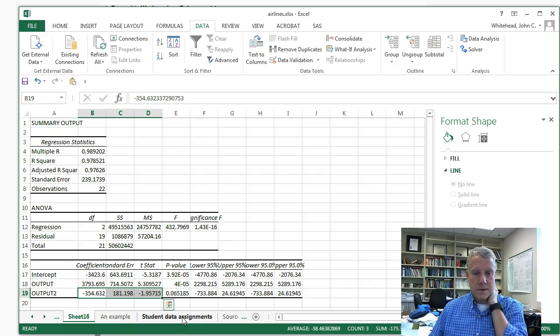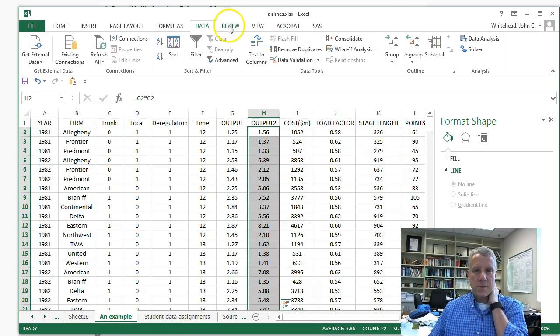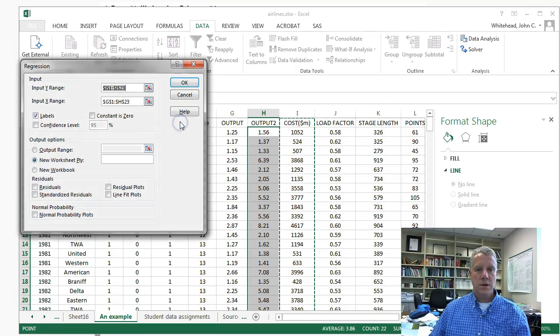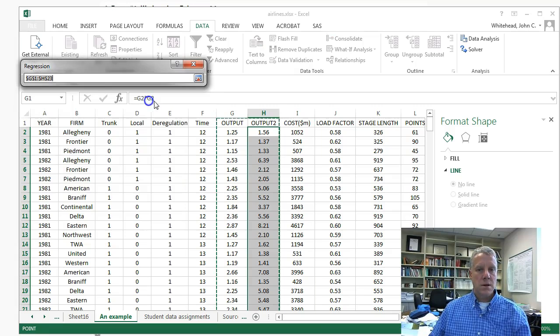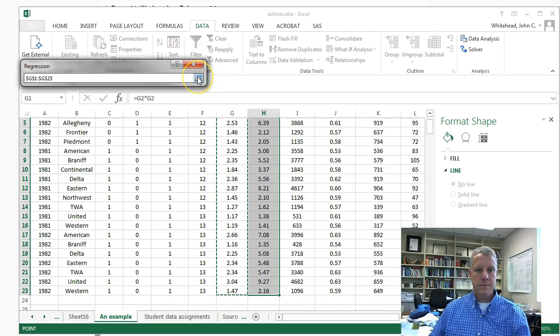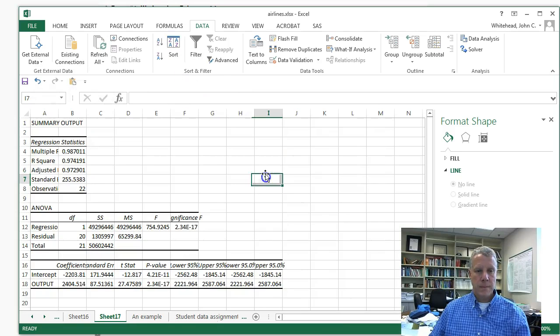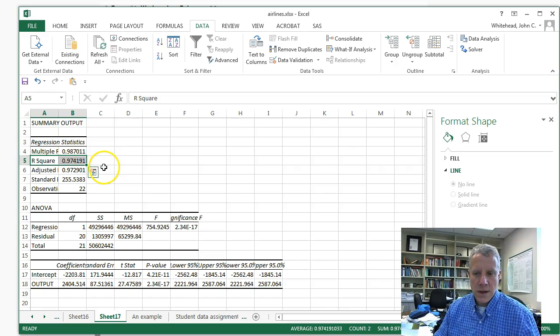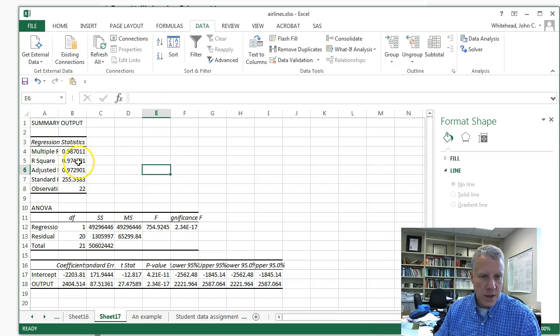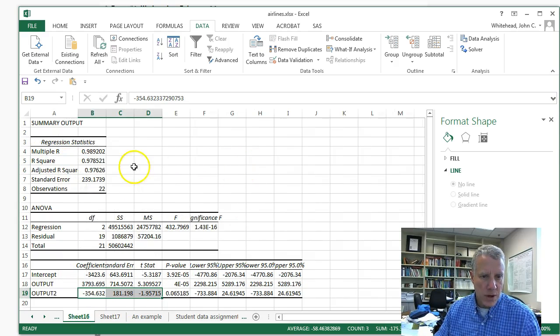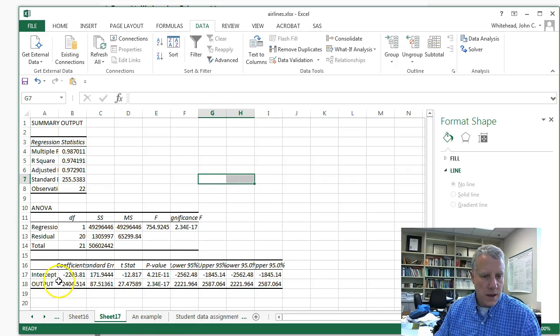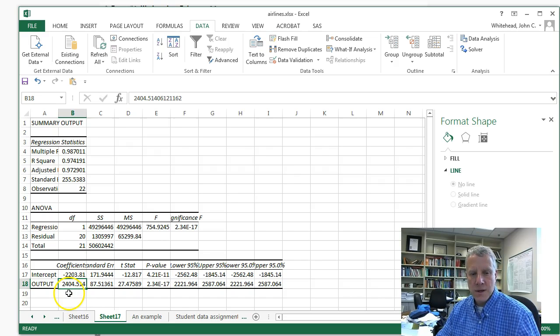So let's go back to the data. Data analysis, regression, and I'm going to get rid of my squared term. So here's a linear cost equation. The R squared is about the same. So we're still explaining as much of the cost as we did with the quadratic term included. R squared here is 0.974. With the quadratic, it's 0.978. So not much difference there. So we're not losing much by not including that variable. And our coefficient on output is 2004, which means that the marginal cost is $2,004.